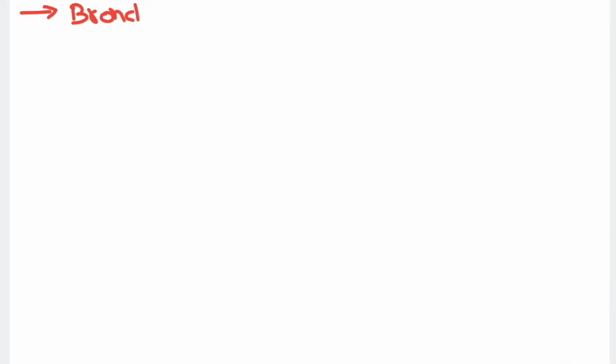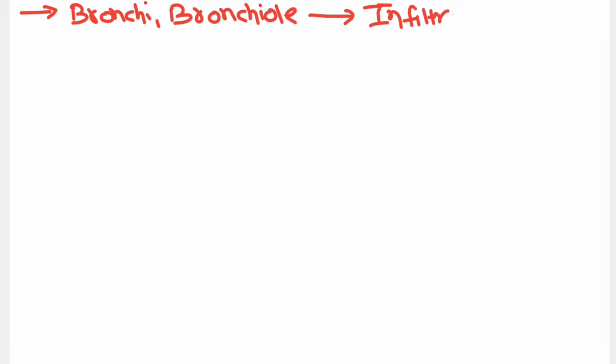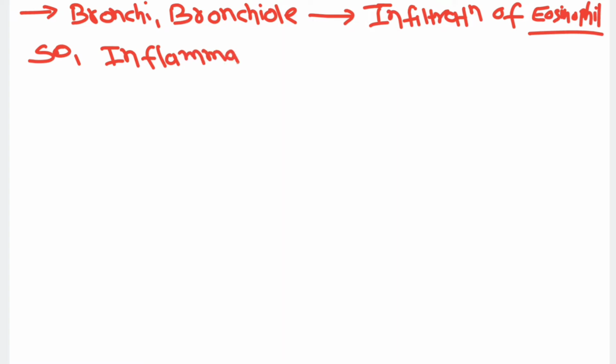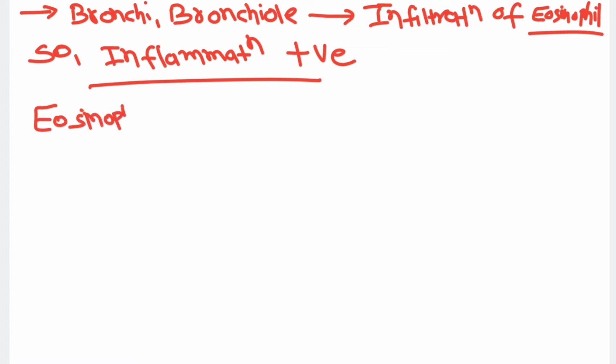Now, in asthma, bronchi and bronchioles are infiltrated by eosinophils. Eosinophil inflammation is present. So I want to share that asthma is an inflammatory disorder. Inflammation is positive, right?